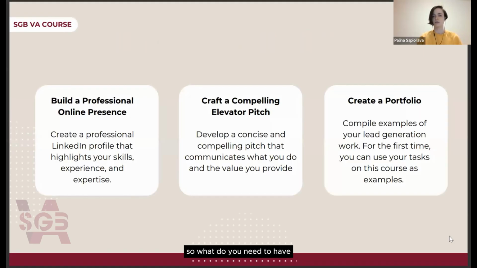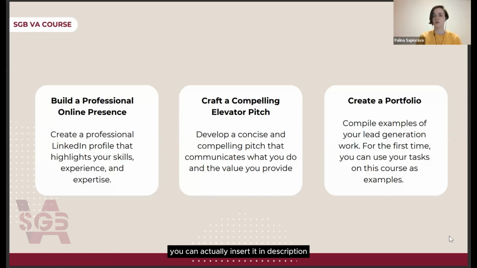So what do you need to have, or what do you need to do to sell your services? First of all, you need to build a professional online presence. Nowadays, LinkedIn is the main social media for professional connections. And it's very important for you to have a professional LinkedIn page. For example, with a good photo that will look professional, with a description of your skills.